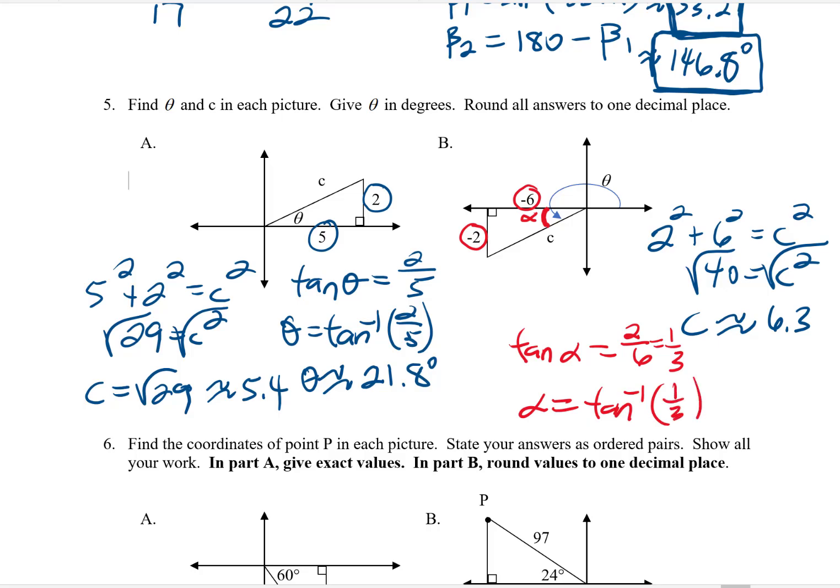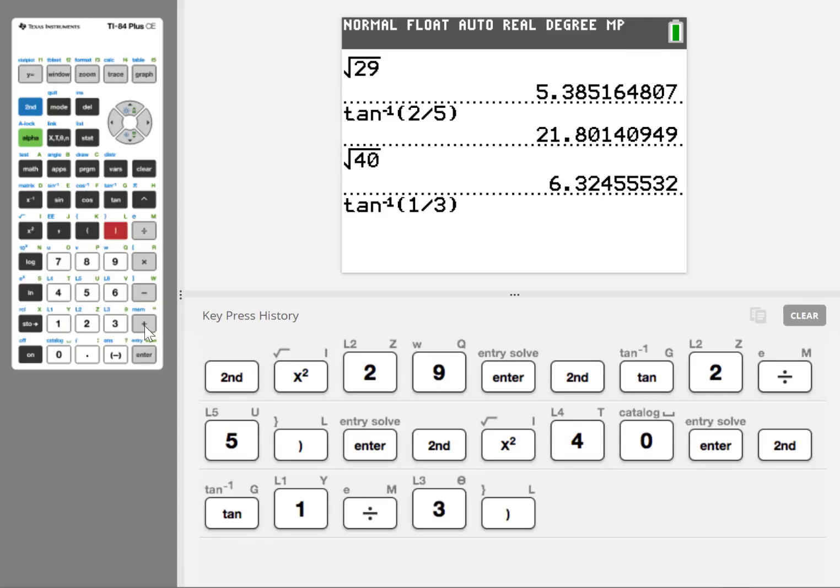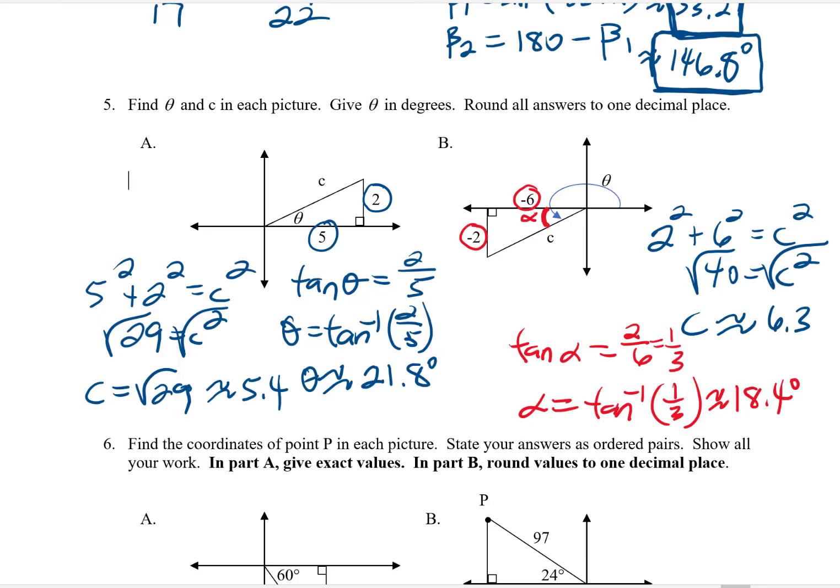of 1/3. Tangent inverse 1/3 comes out to be about 18.4 degrees. Now we're not saying that's the final answer. That was just this little red angle here. To get my angle, to get theta, I would just have to take 180 plus angle alpha. In other words, plus that 18.4. When you add that on, you're going to get 198.4 degrees. That's the angle I wanted, angle theta, in this picture.